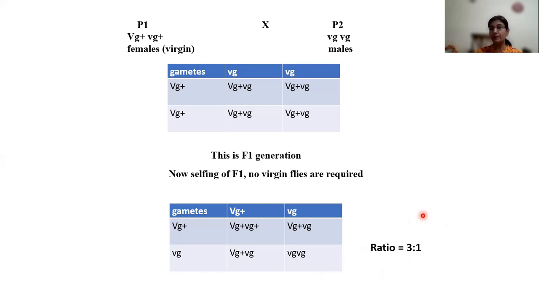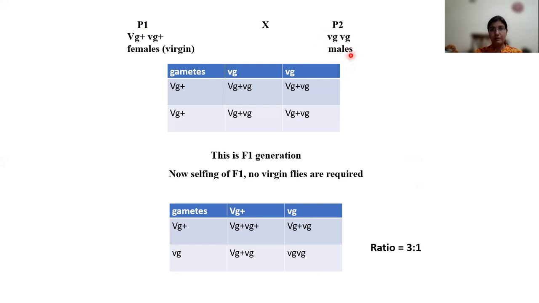Also, when you put the reciprocal cross, in which you take vg+ vg+ as males and vg vg as females, the results are going to be the same. Basically, there is no difference between the results of this cross and its reciprocal cross. Both the crosses are going to show the 3:1 ratio only. And if both the main cross and the reciprocal cross show the same ratio, this suggests that the particular mutation in the gene is located on autosomes.